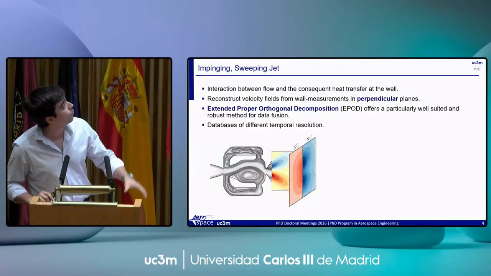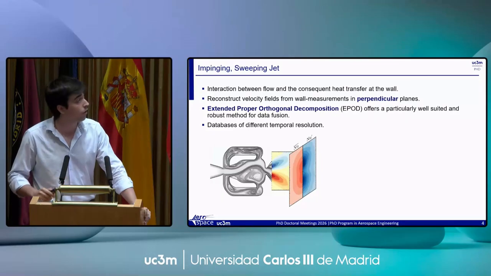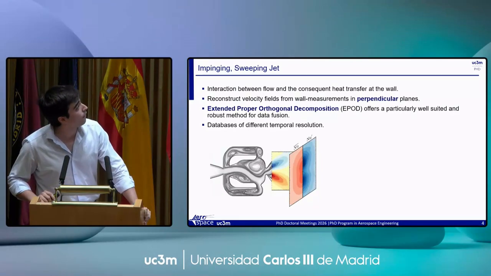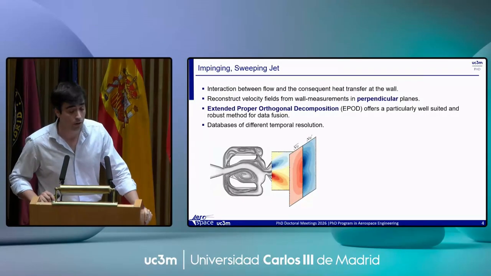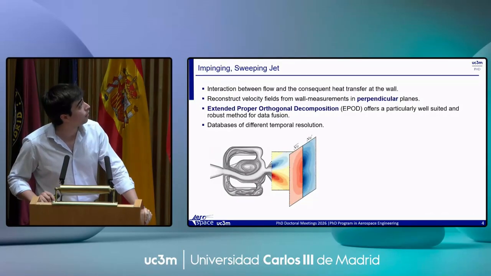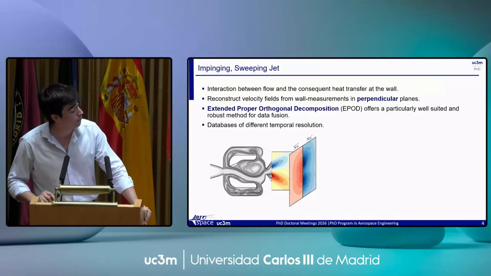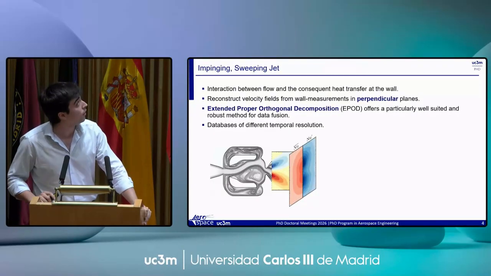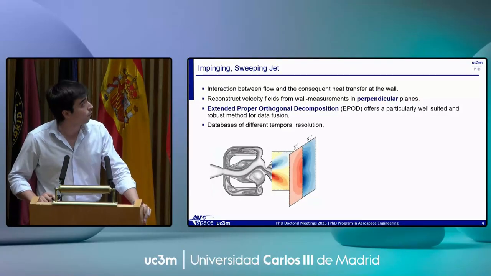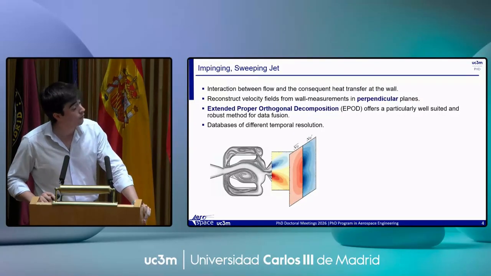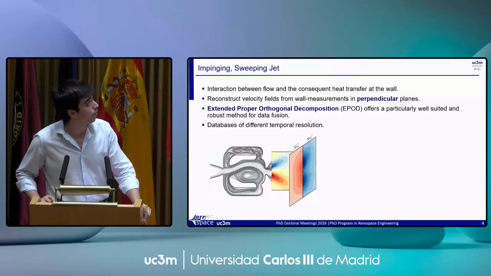And in this case, we wanted to understand the relation between the developing structures and the heat transfer at the wall. So we have non-time-resolved Nusselt number maps at the wall, and time-resolved Nusselt number maps at the wall, and non-time-resolved PIV maps, so synchronized. And first, we wanted to reconstruct the velocity fields from the wall heat transfer measurements using the extended proper orthogonal decomposition approach, which is a linear-based method.